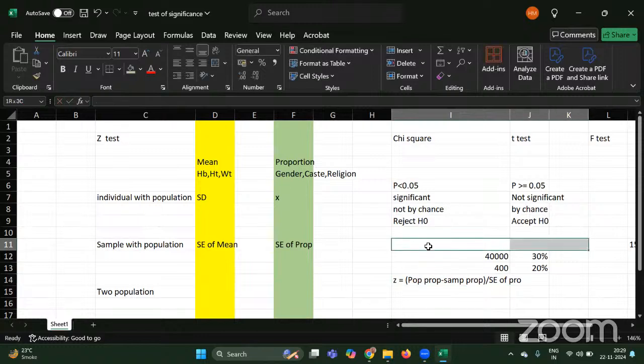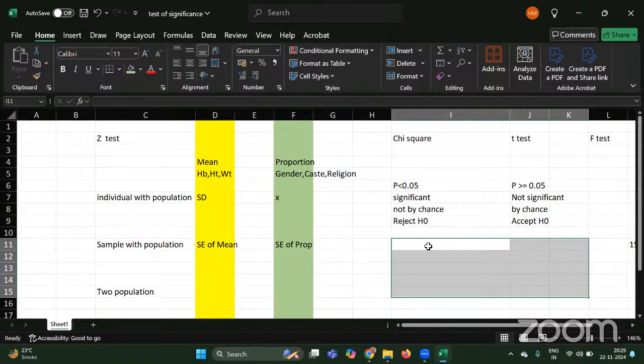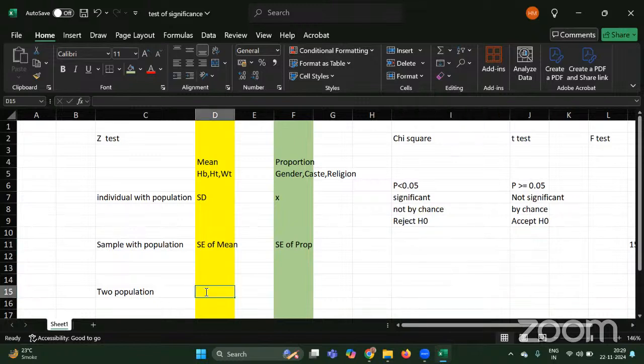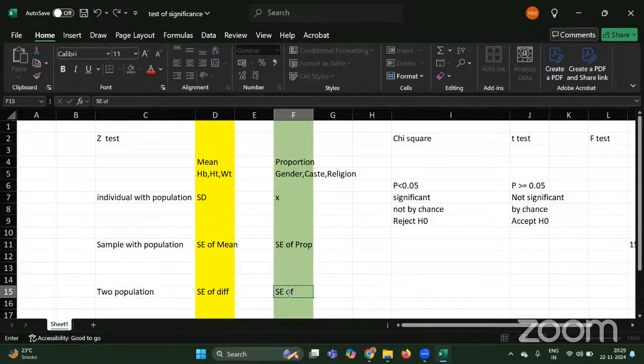Now, when you want to compare the difference between two populations, if it is a mean, then you use standard error of difference between two means. But when it's a question of proportion, you use standard error of difference between two proportions.